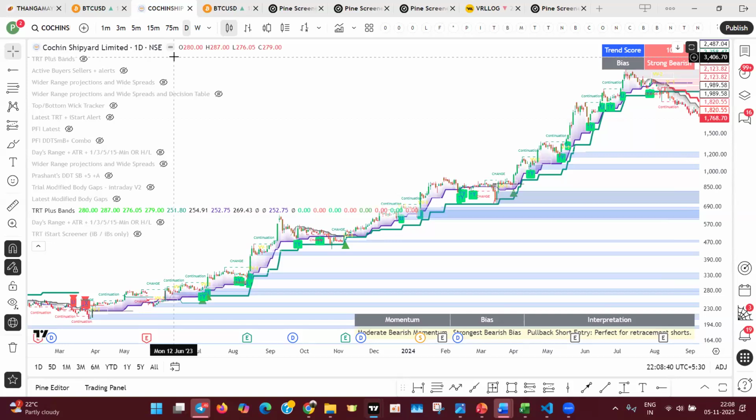So I have written the book. I have shared that book. You can read about the setups based on these two indicators. And DDT Smart Bands is recently added. I'm going to explain all the setups, everything, how to use these indicators in detail during those sessions. But for now, you can go through the book and check the setups.